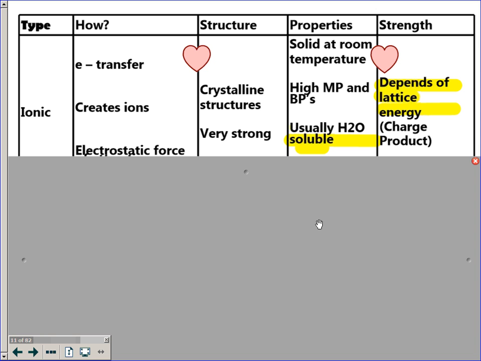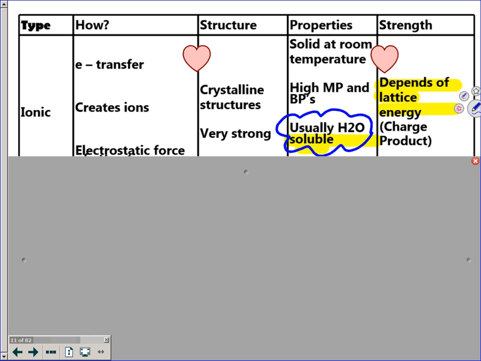So we already know that they create ions, right? Hence ionic. We already know they have electrostatic forces. We know their crystalline structures. They're super strong. They're actually the strongest of all bond types. You're maybe checking this off on your checklist to make sure they're there. We already know that they're mainly solid at room temperature, with high melting points and boiling points. And I say they're usually water soluble.